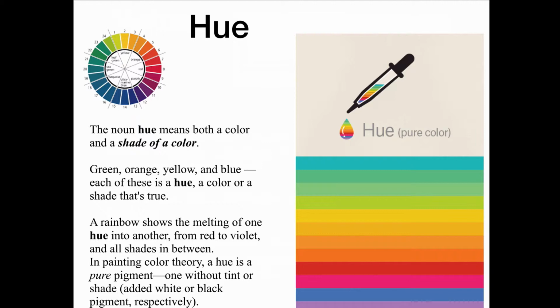If the color has a mixture of yellow and red, that's still a hue. If the color is a mixture of red and blue, that is still a hue. But as soon as you add black and white to it, it is no longer a hue. So just keep in mind, hue equals pure color. Color without white and without black.